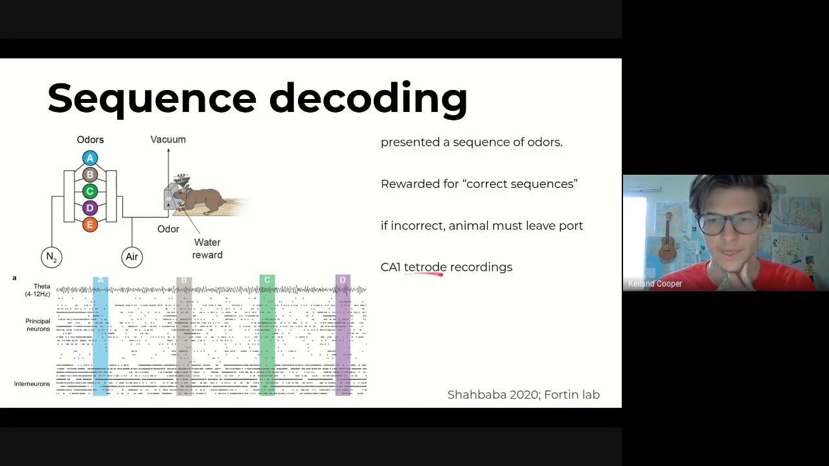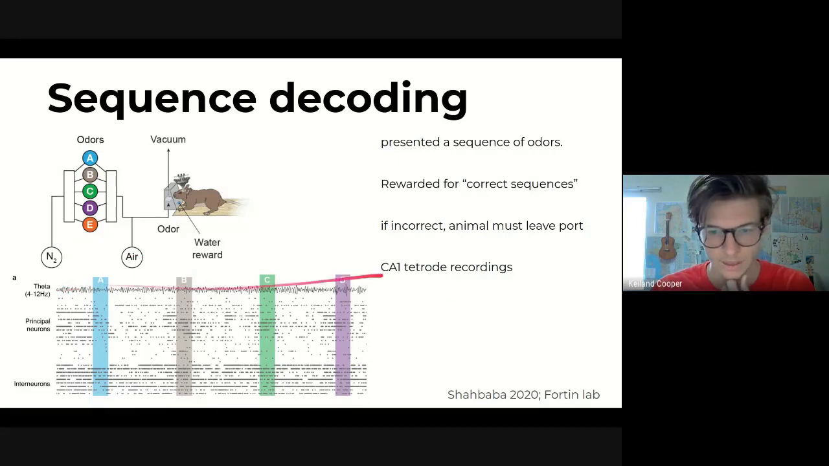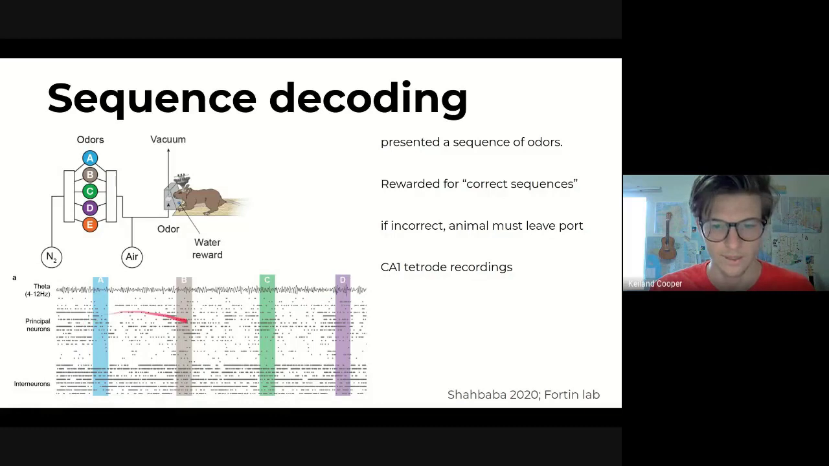It's CA1 of the hippocampus, which I just talked about earlier, a pretty common brain region for these things. And so you can record all of this neural information. Here's the theta time series that I spoke about earlier, for those who aren't as apt at it. And then we have this neural information.